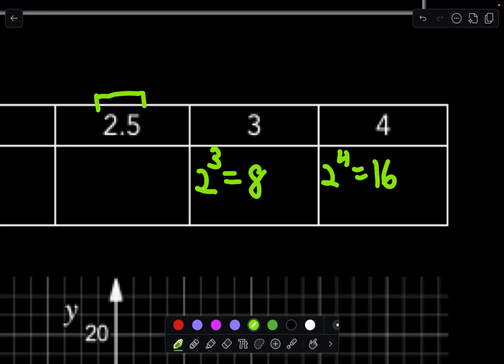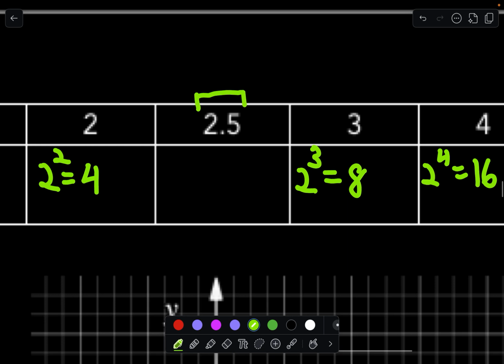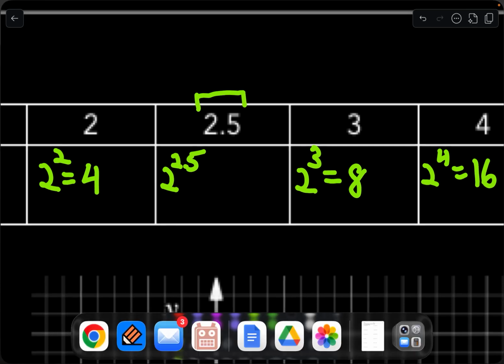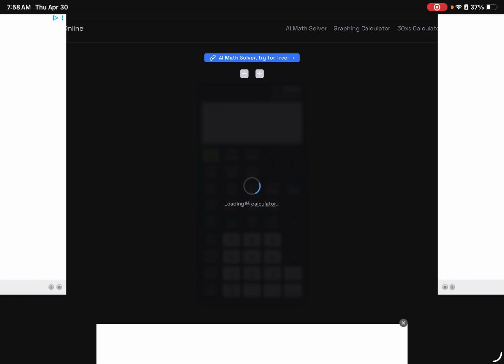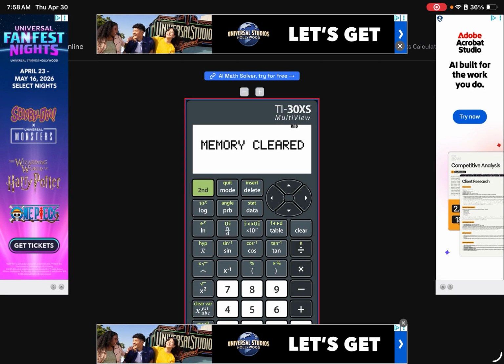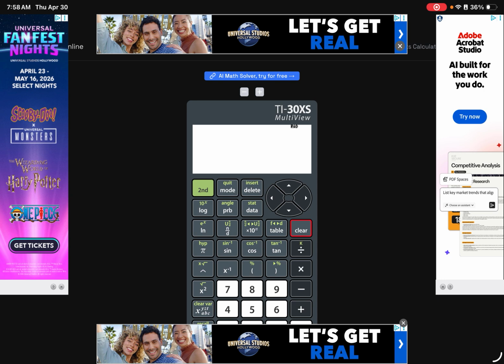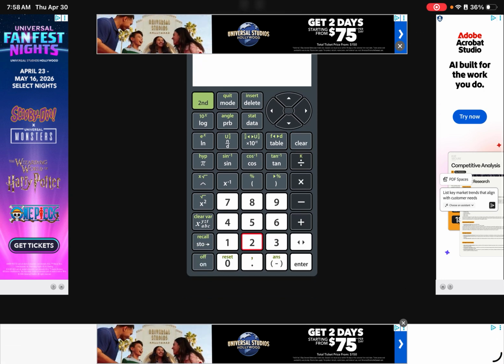Now, to show you how to calculate 2 to the 2.5, they're trying to show you that x can be any number, any rational number. Actually, it can also be irrational, but I don't think we get into that in this class. All right, but if we wanted to do this on our calculator, clear. 2 to the power of 2.5.